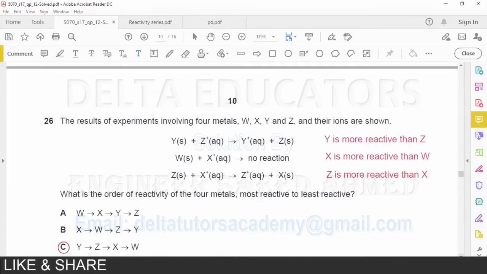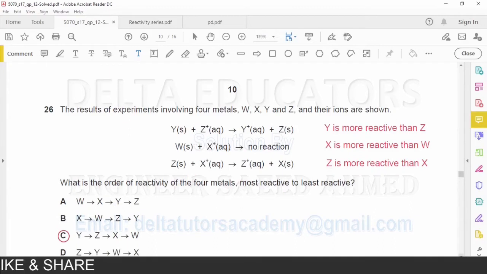Question number 26. The results of experiments involving 4 metals W, X, Y and Z and their ions are shown. What is the order of reactivity of the 4 metals, most reactive to least reactive? Here we are looking that Y replaces this Z plus ion. So Y is more reactive than Z. Here we are looking when W is reacted with X positive ion, there is no reaction, means here W is less reactive than this X, or in other words we can say X is more reactive than W.